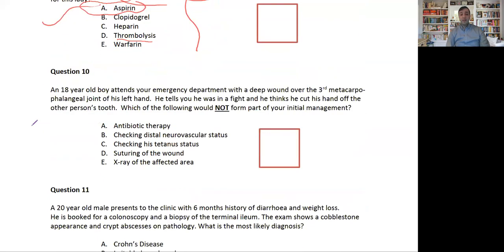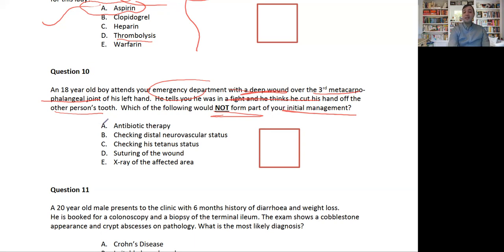So here we have question 10. An 18-year-old boy attends your emergency department with a deep wound over the third metacarpophalangeal joint. This is the metacarpophalangeal joint here in the hand, in the left hand. He tells you he was in a fight, and he thinks he cut his hand on the other person's tooth. So it looks like a human bite. Which of the following would not form a part of the initial management for this boy?